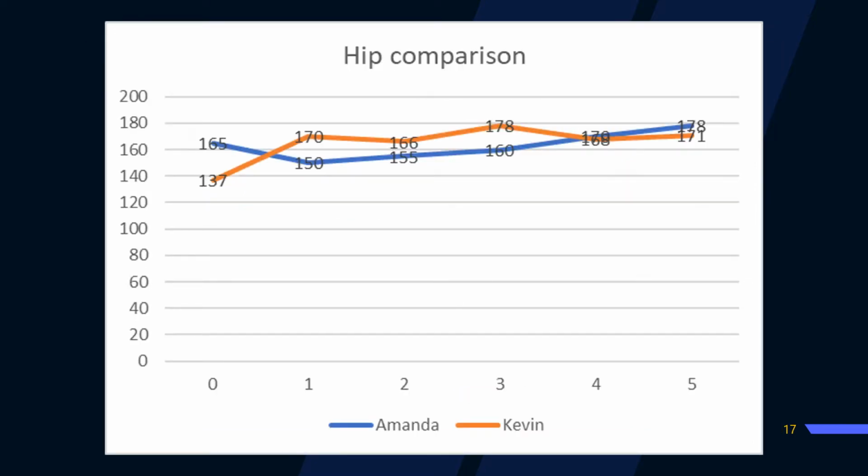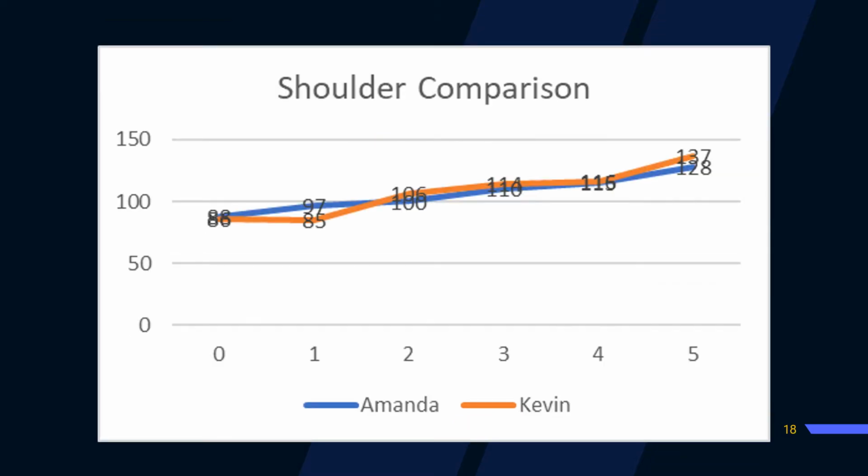For their hip comparison, KD actually changes a lot more than Amanda, and you can see that with his highest point being 178 and his lowest being 137. He kind of winds up and doesn't use his lower body as much as he just hinges at his hips. For their shoulder comparison, it's pretty much the same, and it should be because of the mechanics of the shot. Really, they have a very similar line on the graph.